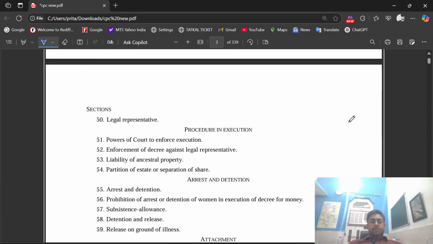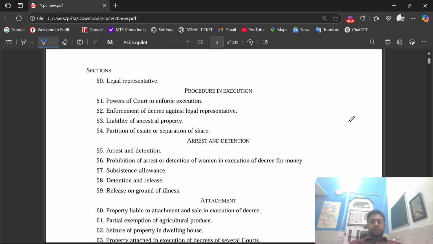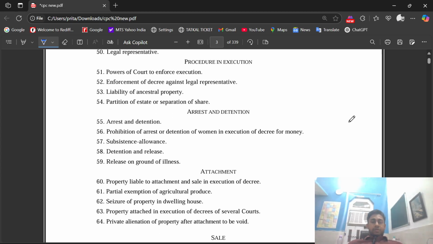Section 51, powers of court to enforce execution. Section 52, enforcement of decree against legal representative. Section 53, liability of ancestral property. Section 54, partition of estate or separation of share.